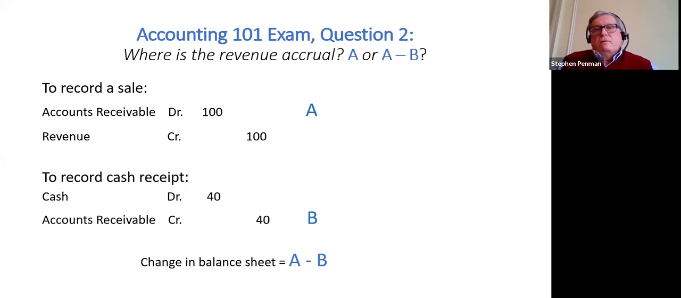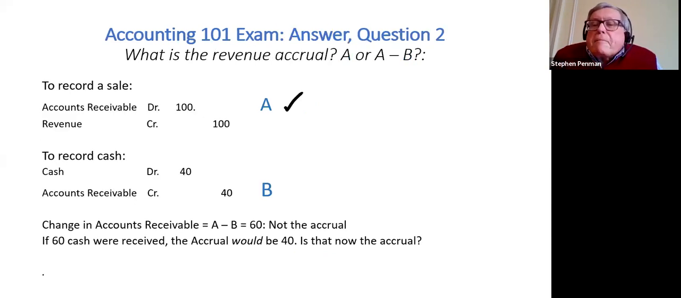And I think if you know your accounting, you would have said A, not A minus B. A minus B is actually affected by the cash flows. In this case, we got a cash payment of the receivable of 40, so therefore A minus B is 60. But if in fact the customer had paid 60 in cash, then the accrual A minus B would be 40. That's not an accrual. It depends on the cash flow.